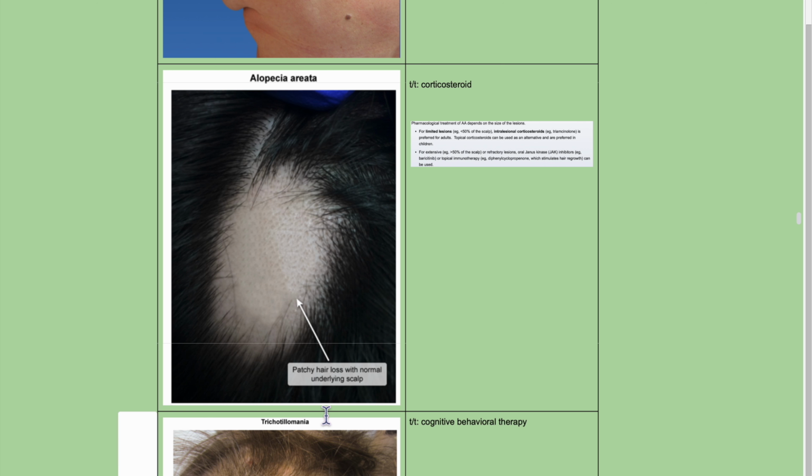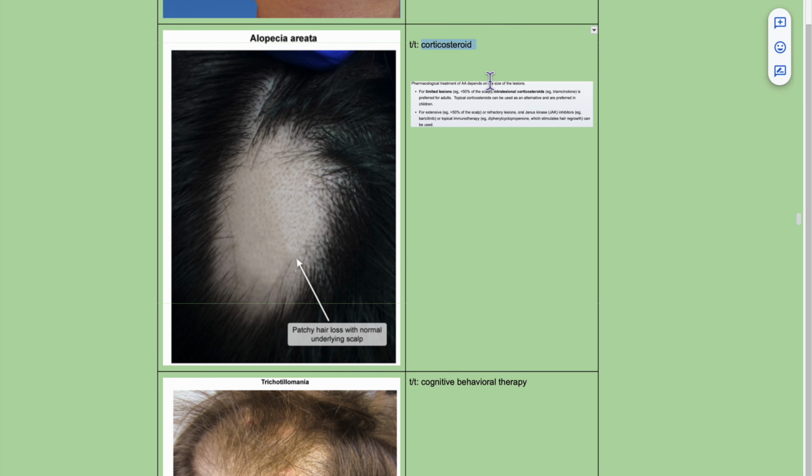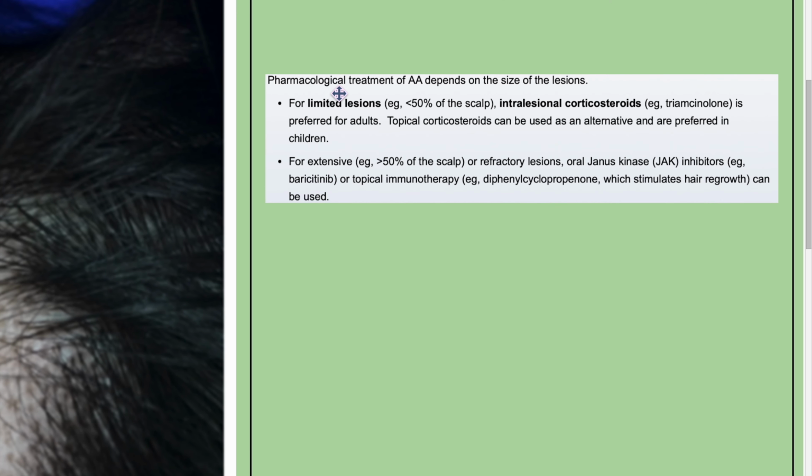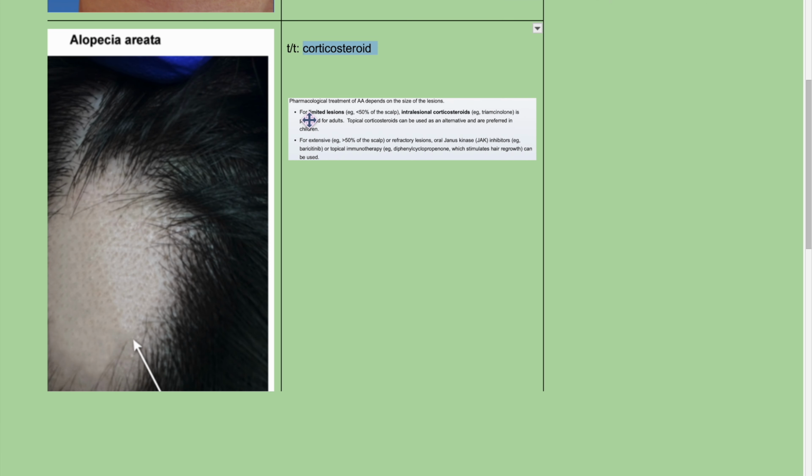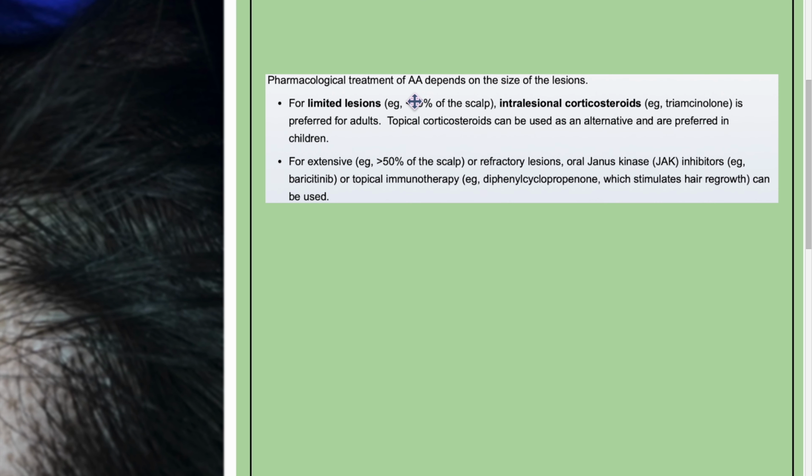Alopecia areata, patchy hair loss with normal underlying scalp. Treatment is corticosteroids. Pharmacological treatment of alopecia areata depends on the size of the lesion. For limited lesions, for example, less than 50% of the scalp, intralesional corticosteroids like triamcinolone are preferred for adults. Topical corticosteroids can be used as an alternate and are preferred in children.